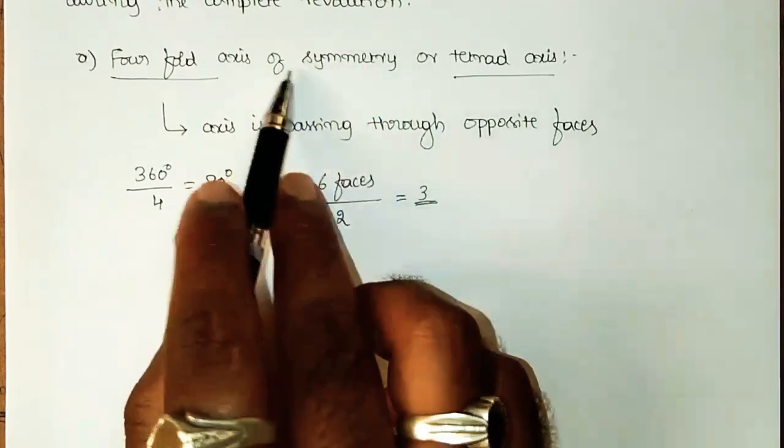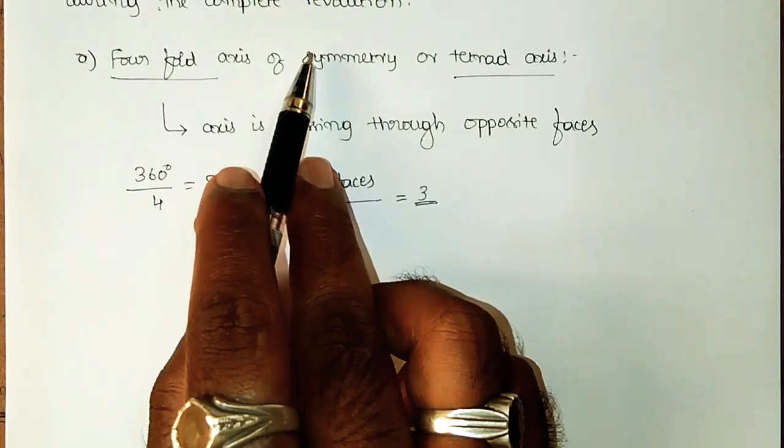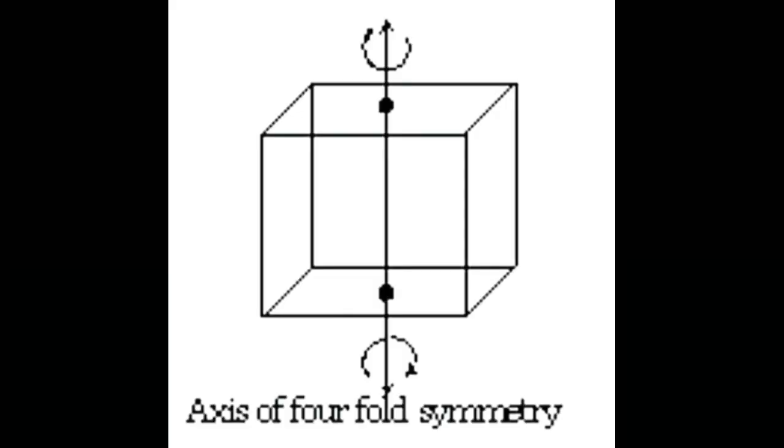Now we shall see one such fourfold axis of symmetry present in a cubic crystal. Here you can see the axis or line is passing through opposite faces. When you rotate the crystal about this axis, after the 4th rotation, the crystal exhibits the same appearance. Hence it is called a fourfold axis of symmetry. And there are totally 3 such fourfold axes of symmetry in a cubic crystal.